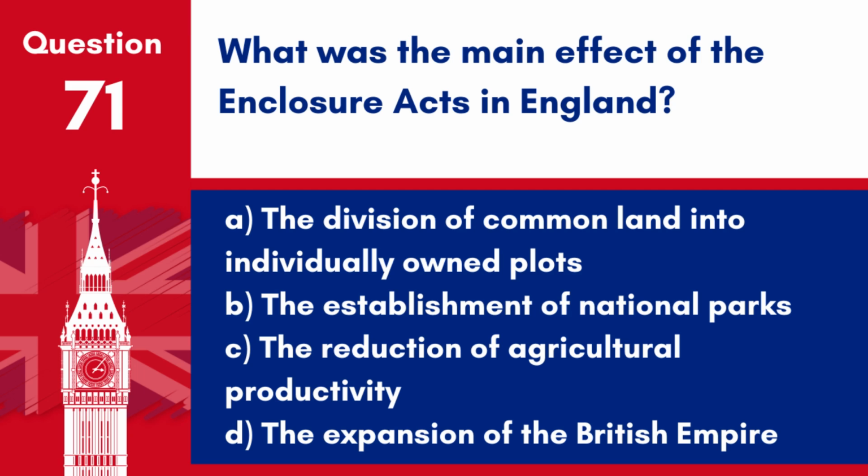Question 71. What was the main effect of the Enclosure Acts in England? A. The division of common land into individually owned plots. B. The establishment of national parks. C. The reduction of agricultural productivity. D. The expansion of the British Empire. Answer. A. The division of common land into individually owned plots. The Enclosure Acts, passed from the late medieval period through the 19th century, privatized common lands, dramatically altering the rural landscape and society.